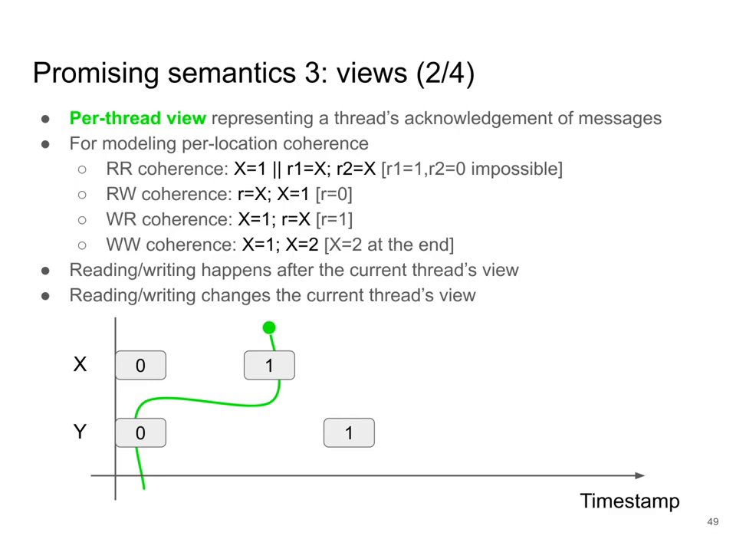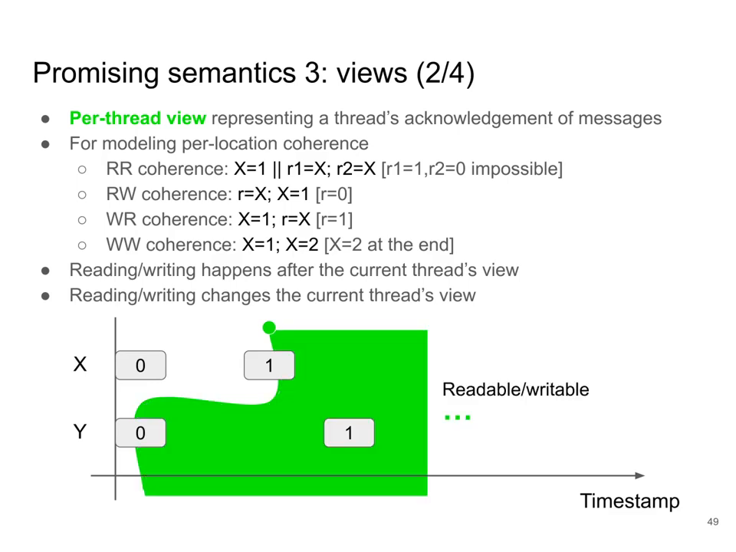So this is the per-thread view, and this is a visualization. When your view is here, then this area is readable and writable. This area is already overwritten, so you should not access the locations.